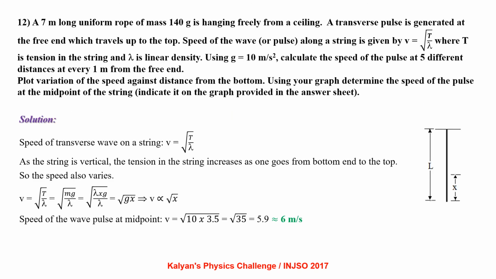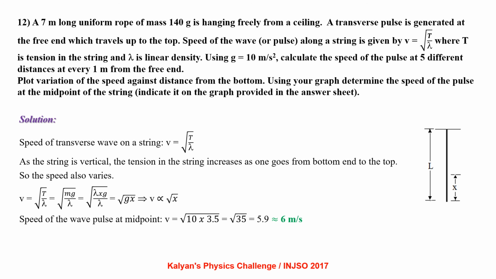A 7 meter long uniform rope of mass 140 gram is hanging freely from a ceiling. A transverse pulse is generated at the free end which travels up to the top. Speed of the wave along a string is given by V equals root of T by lambda, where T is tension in the string and lambda is linear density. Using g equal to 10 meter per second square, calculate the speed of the pulse at 5 different distances at every 1 meter from the free end. Plot variation of speed against distance from the bottom. Using your graph, determine the speed of the pulse at the midpoint of the string.